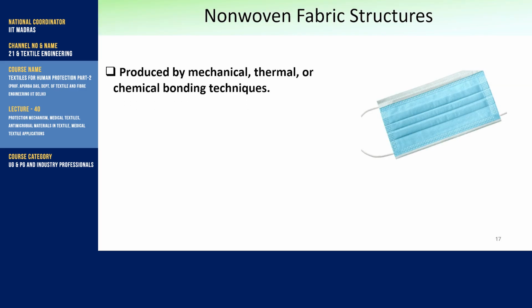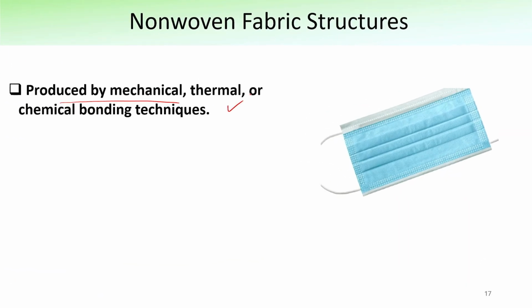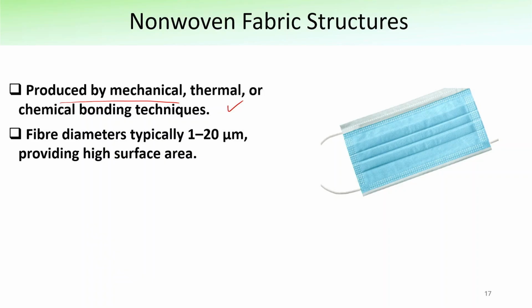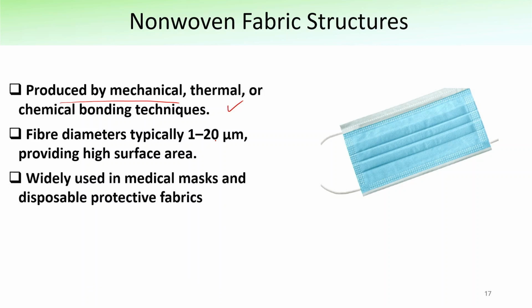So, non-wovens are also used, produced by mechanical, thermal or chemical bonding techniques. Fiber diameters are typically 1 to 20 micron, and they are widely used in medical masks and disposable protective fabrics.